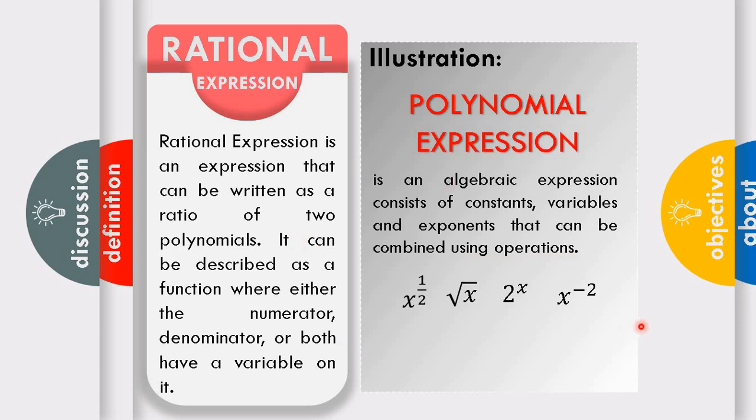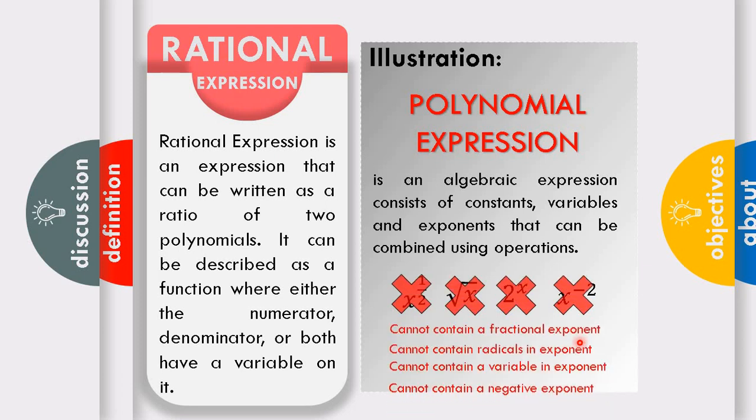So let us consider the following expressions below. X raised to 1/2, square root of x, 2 raised to x, and x raised to -2. Are these expressions considered rational? So the answer is no.